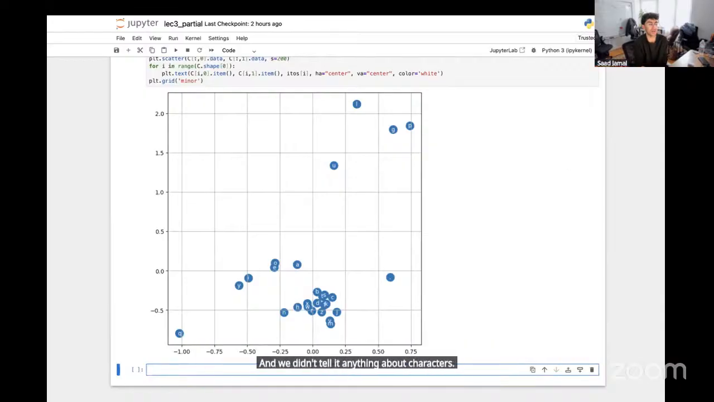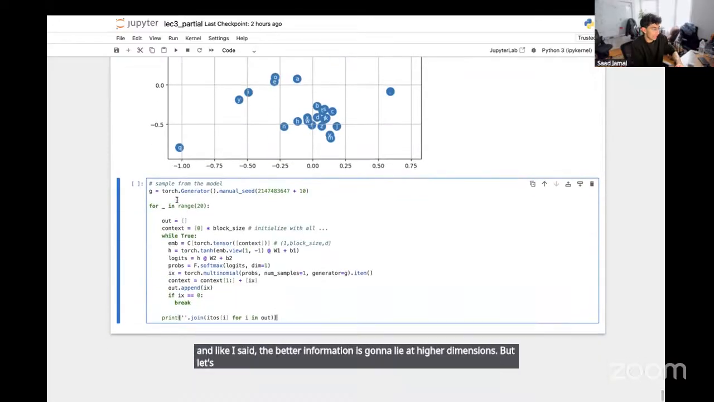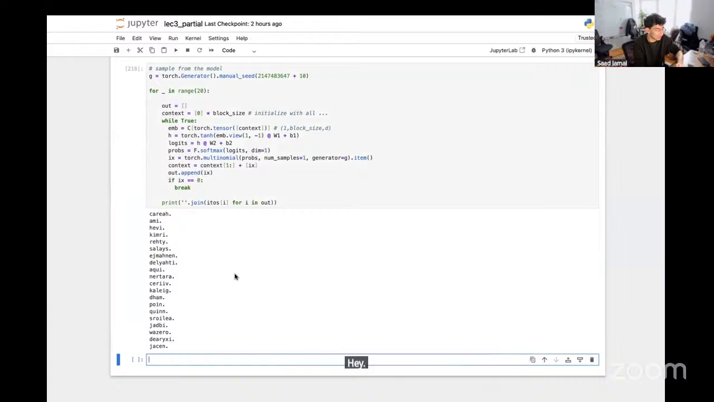Again, you don't want to read too deep into this, especially because this is a two-dimensional thing. And like I said, the better information is going to lie at higher dimensions. But let's go ahead and, for 20 times, do the same thing we did last time. Remember how we made a multinomial function that would randomly sample from our probability distributions? Now let's see the names that come out of here. Hey, these names are more sensible.